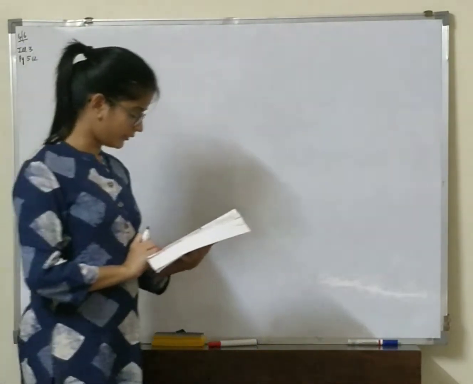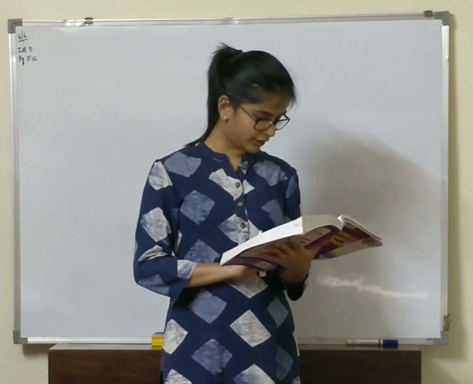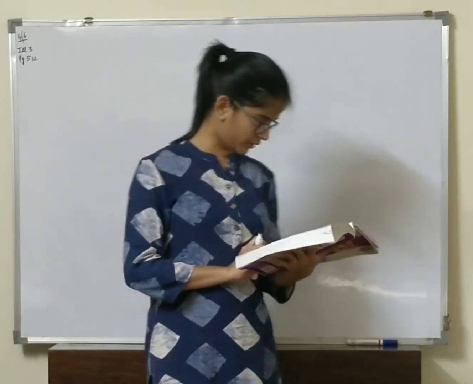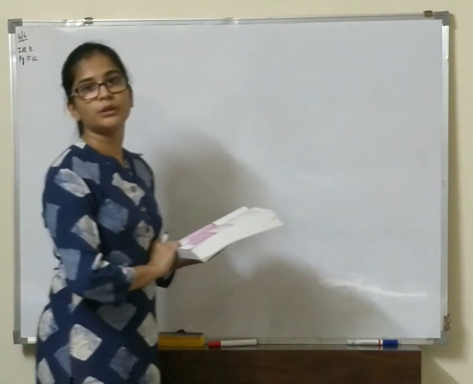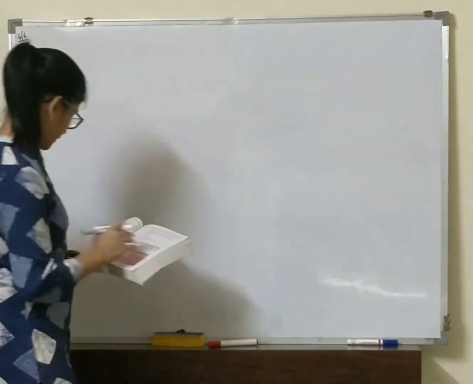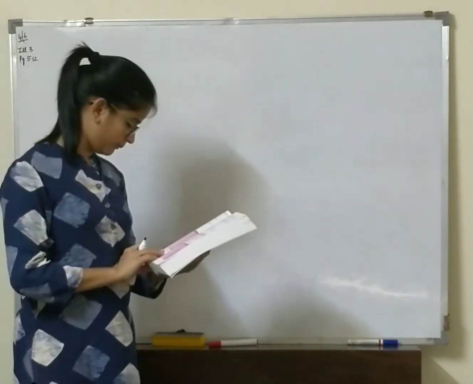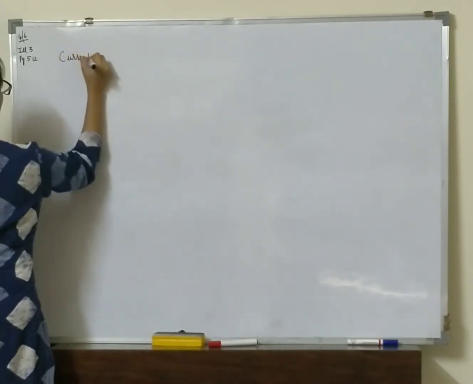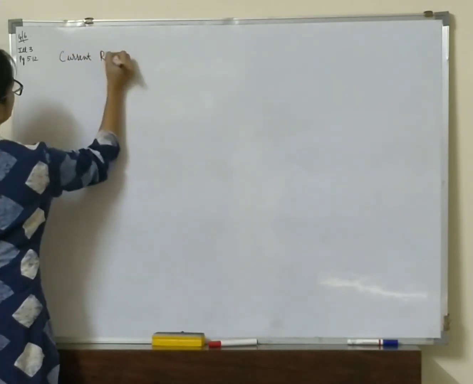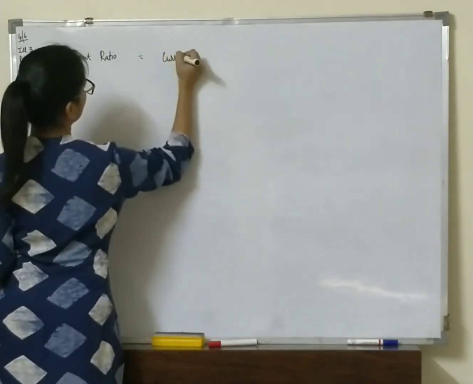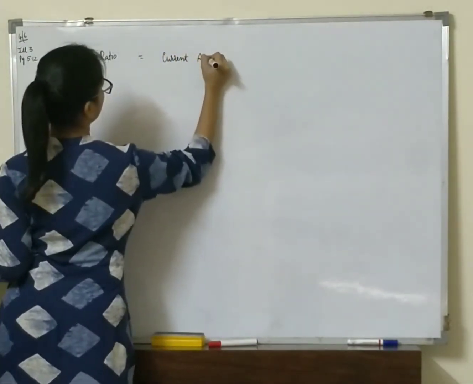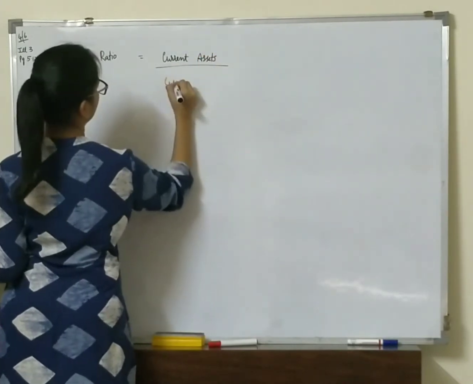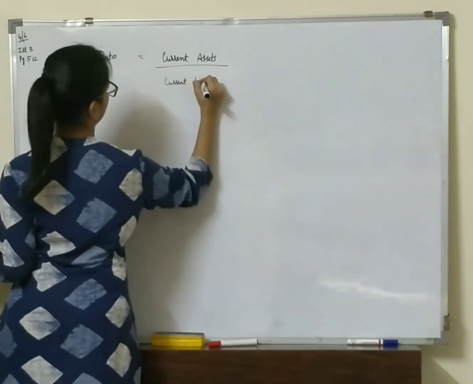In the problem they have asked us to calculate the liquidity ratio and also comment on the short-term financial position of the company. Liquidity ratio, there are two types: one is current ratio and the second one is quick ratio. The information has been given to us. So first we will be finding out the current ratio. What's the formula for current ratio? It is current assets divided by current liabilities.